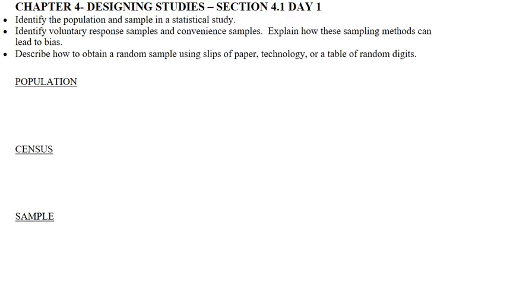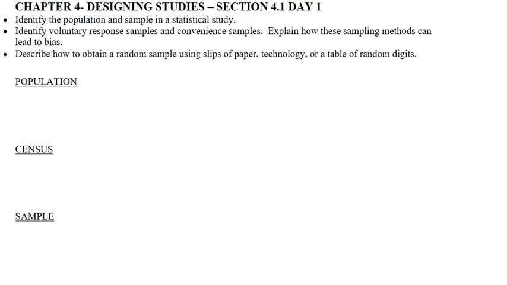So today we'll be able to identify the population and sample in a statistical study. We will identify voluntary response samples and convenience samples and explain how these sampling methods can lead to bias, which of course is bad. And then describe how to obtain a random sample using slips of paper, technology, or a table of random digits. All right.